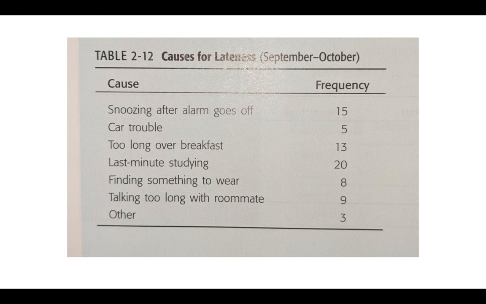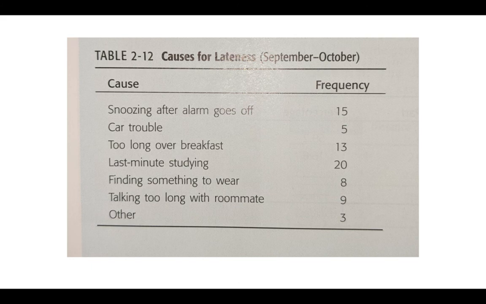So this is an example I took from the book. This is the causes of lateness at a particular college. So why college students were late in the months of September to October. All right, so first reason, snoozing when the alarm went off, that happened 15 times. Car trouble accounted for 5 of the tardies. 13, too long eating breakfast, made you late. 20, last minute studying. So maybe they were late for a test because they were trying to get some last minute studying in. Couldn't find something to wear. They didn't do their laundry. Talking too long with a roommate. Showed up late, or another reason.